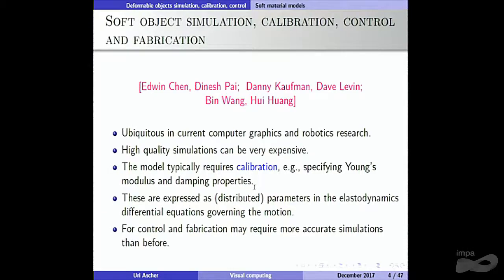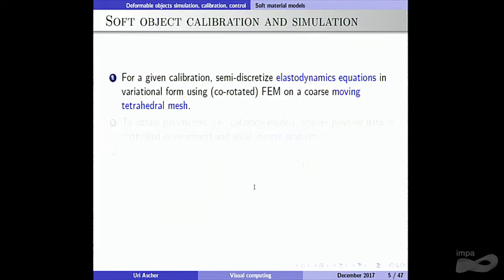You may want to actually not only display results, but also to control the motion or to even fabricate it. 3D printing is a big thing nowadays, second only to machine learning. And so there are quite a few problems here and quite a few different approaches. The approaches depend on the goal that you want to achieve.